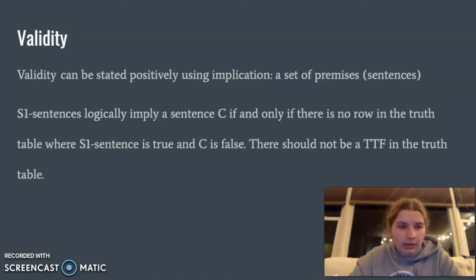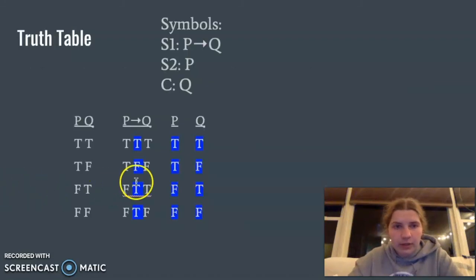So let's look at our truth table. There cannot be a situation where it's true, true, false. Row 1: true, true, true, so the conclusion is true. Then we have false, true, false. True, false, true. True, false, false. This means we can conclude that the argument is valid, because we do not have a situation where we have true, true, false. Therefore, this argument is valid.